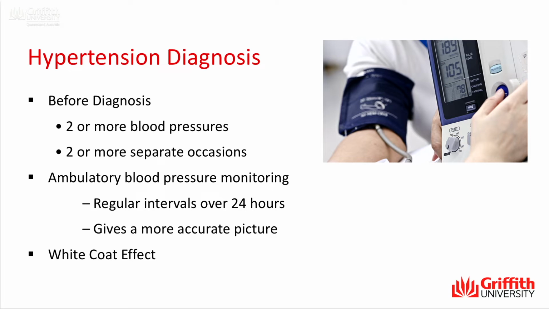So what is the diagnosis of hypertension? To diagnose hypertension, the GP will take 2 or more blood pressures on 2 or more separate occasions. They might also take ambulatory blood pressure monitoring, so that's regular intervals over 24 hours, which gives a more accurate picture. Doing this regular blood pressure over 24 hours eliminates the white coat effect.